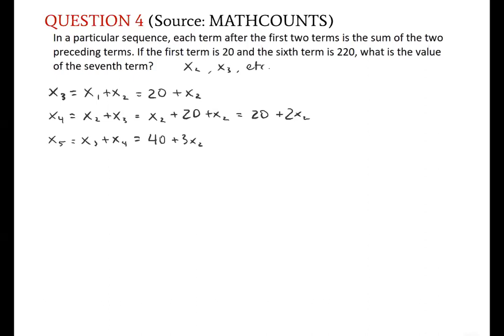And then x6 is equal to x4 plus x5. And so that's just 60 plus 5x2. And we know that the sixth term is equal to 224. And now we can solve for x2. And we'll find that x2 is equal to 32.